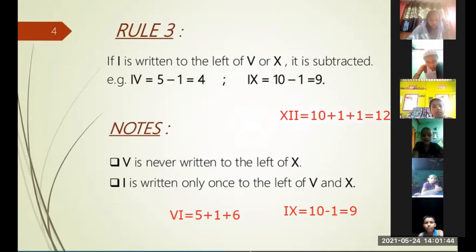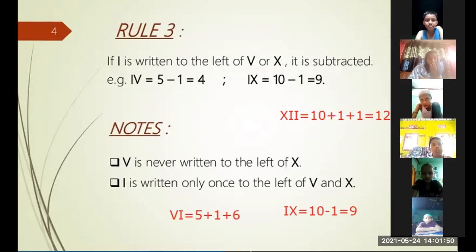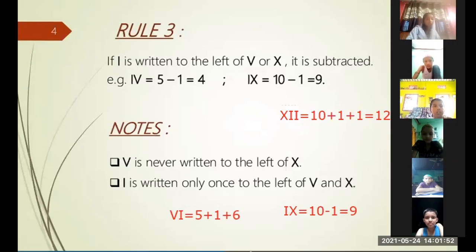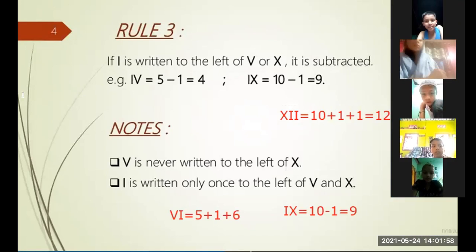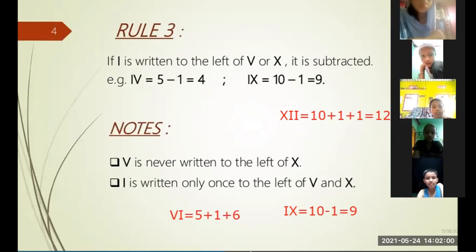Today what things have we read? We have read 3 rules. Yes or not? So we can repeat these 3 rules, or I'll repeat. You can repeat. Sir, I can repeat. Yes, very good. Please repeat.